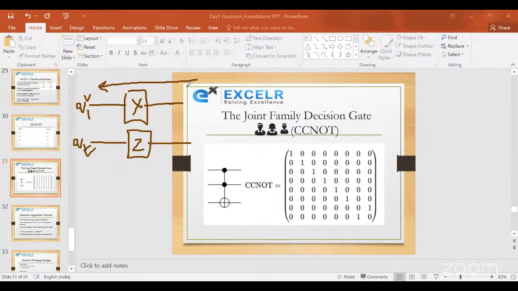So when we are doing the calculation from right to left, on the right side we are having this gate. In the parallel case, we have to do the tensor multiplication. So the tensor multiplication of X and Z we have to do first.